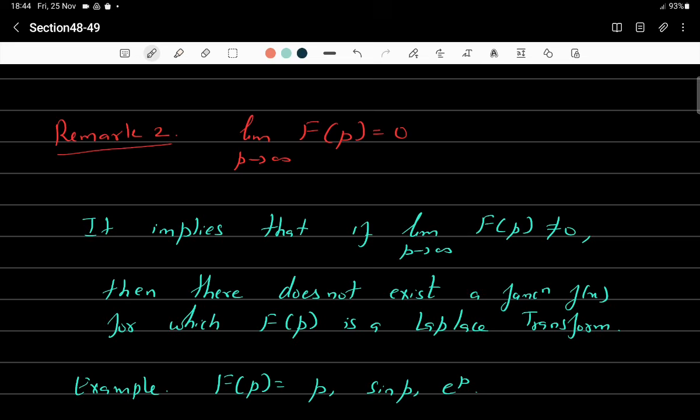So if you have to check whether a given function of p is a Laplace transform of any function of x, then you simply need to check whether the limit of f of p as p tends to infinity is 0 or not 0.